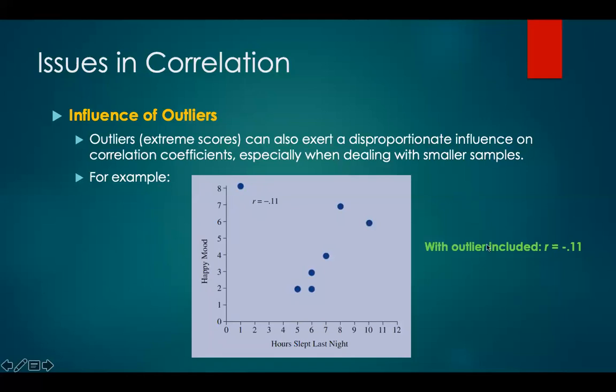So when we include this outlier in our calculation of R, we get an R of negative 0.11. But when we exclude this outlier, we get an R of positive 0.85. So not only did the inclusion of the outlier make this correlation coefficient weak, it made it negative, when in actuality the relationship seems like a strong positive relationship.